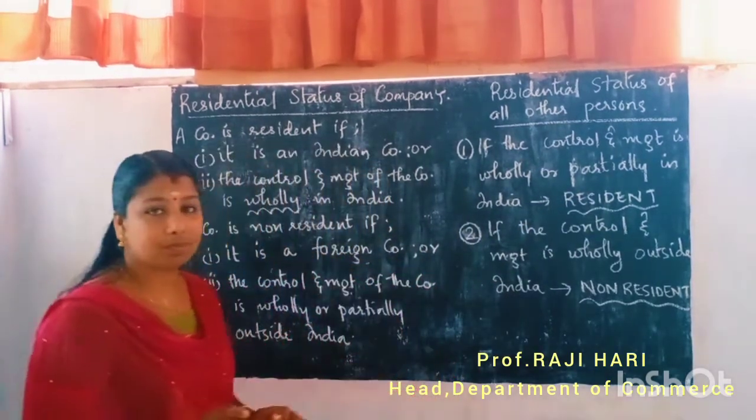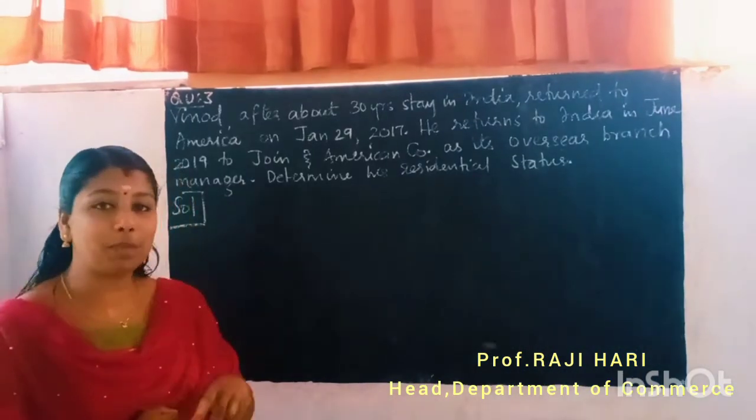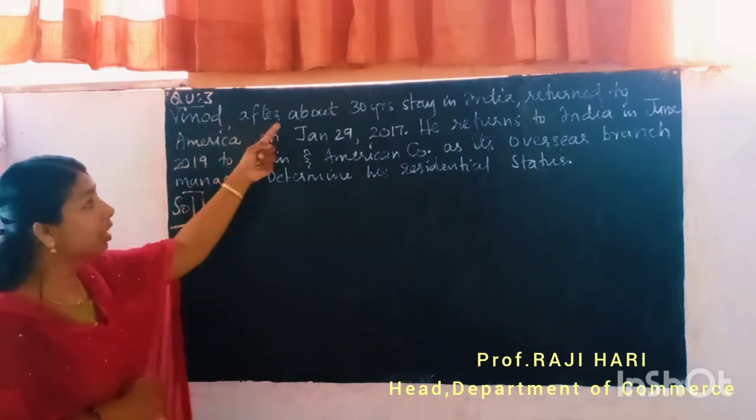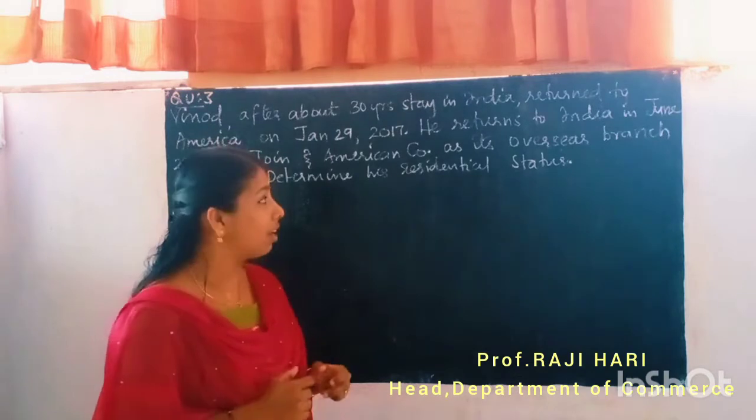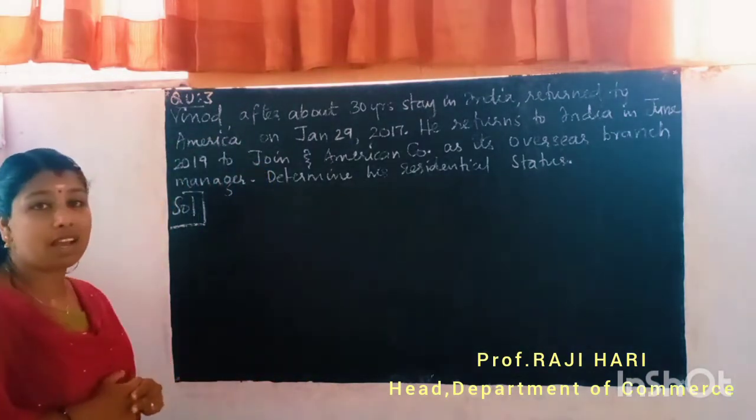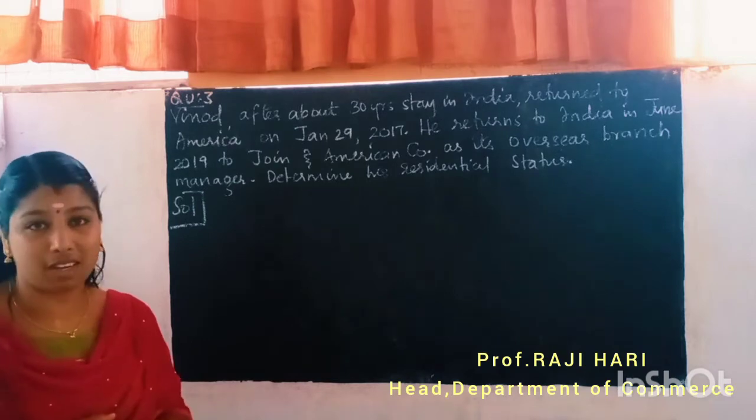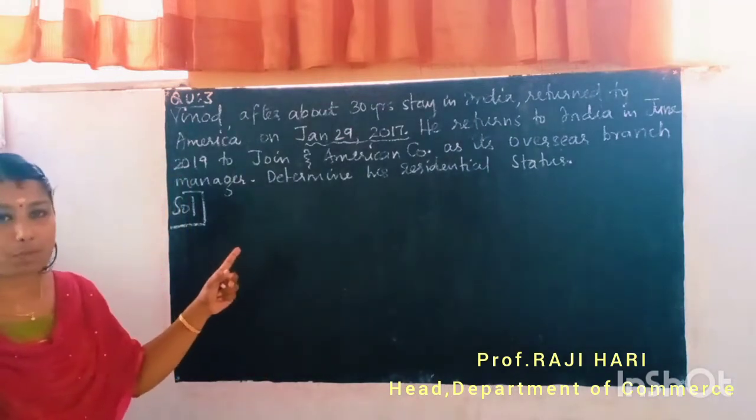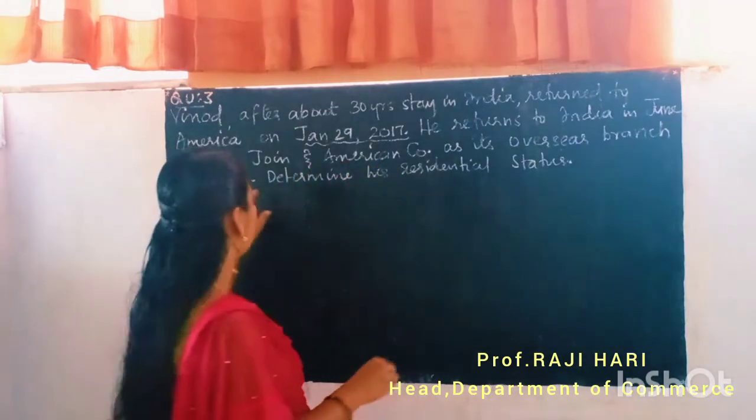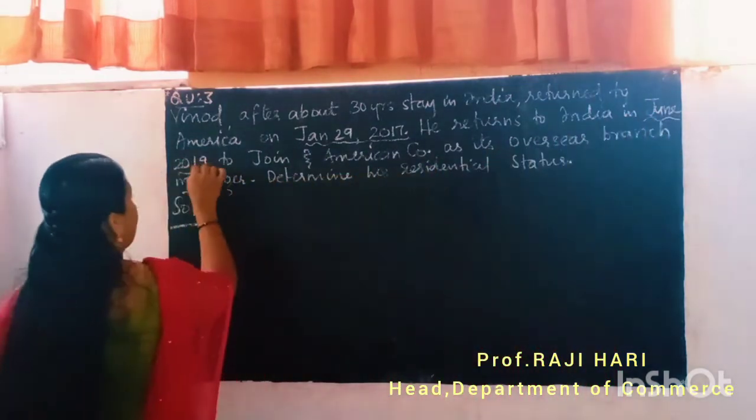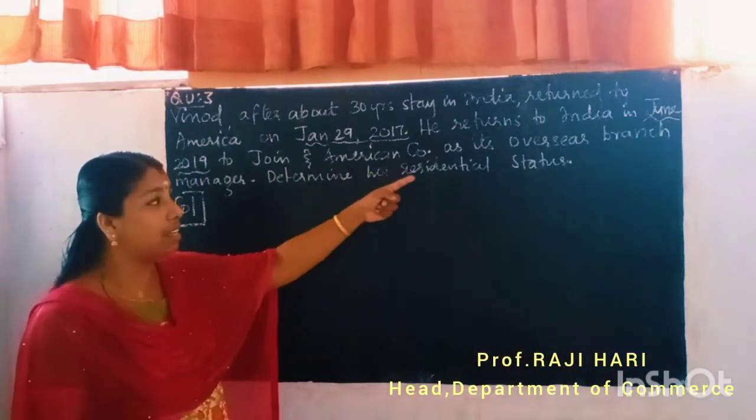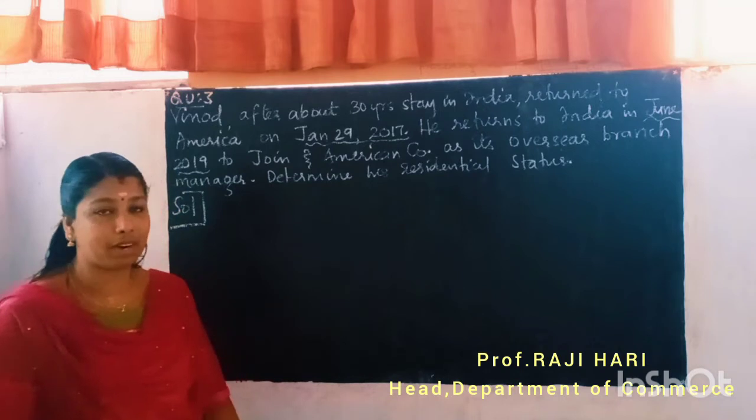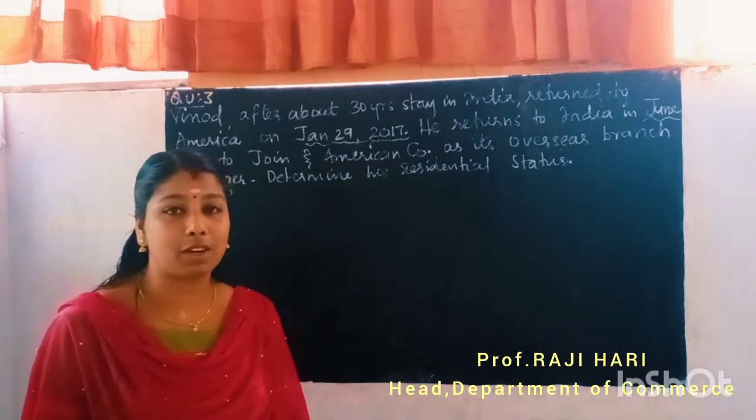Now let's work out one problem on residential status of an individual. A person after about 30 years stay in India returned to America on January 29, 2017. The date, month and the year is very important when calculating the residential status problem. He returns to India in June 2019 to join an American company as its overseas branch manager. Determine his residential status. Only this information is given and we have to check whether he is resident or non-resident.